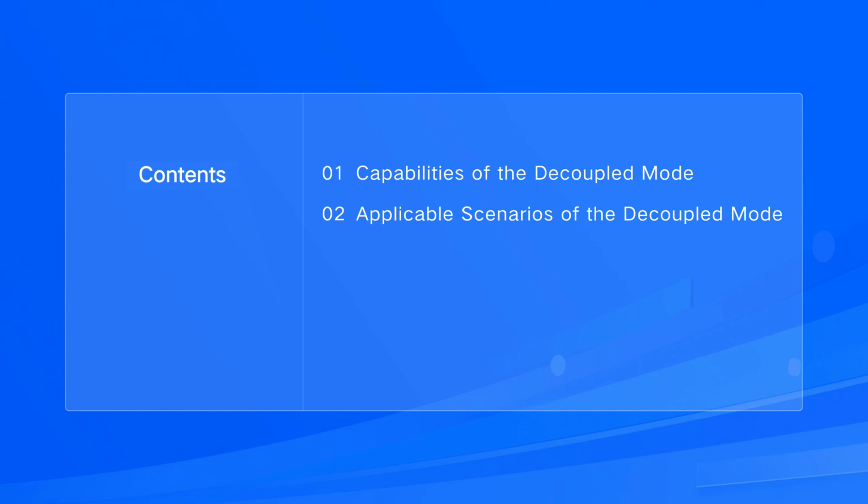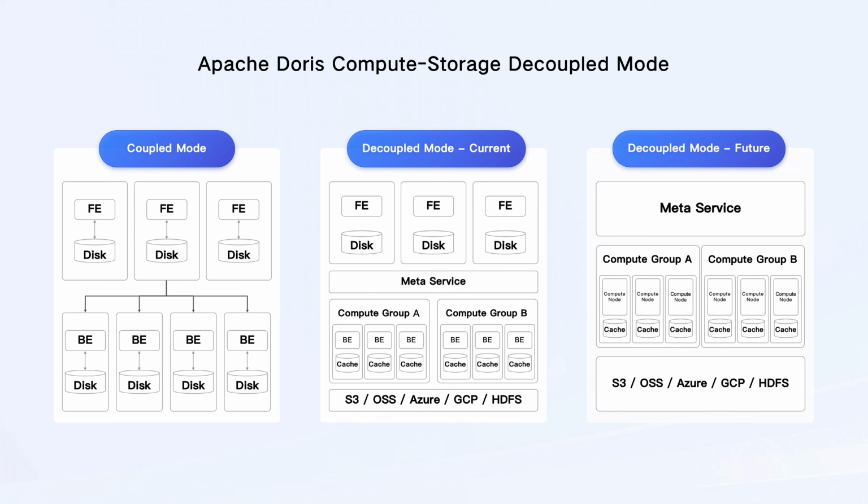Since the release of Doris 3.0, many users have asked whether the compute storage decoupled mode fits their specific workloads. Some have already adopted it and seen huge performance and cost benefits. So I'll go over some typical scenarios where the decoupled mode of Doris really makes a difference. Let's start with the architecture.